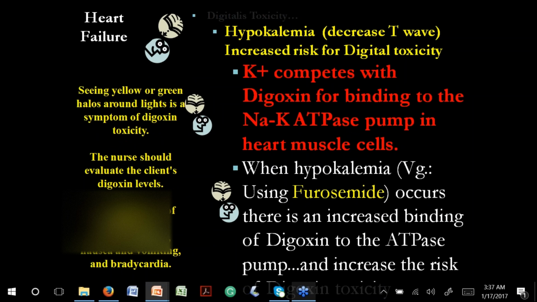One thing here in addition is hypokalemia. I'm not going to ask about the EKG, decreased T wave, because we didn't go through it yet. But when you have hypokalemia and the patient is receiving digoxin, the patient is at risk for toxicity.